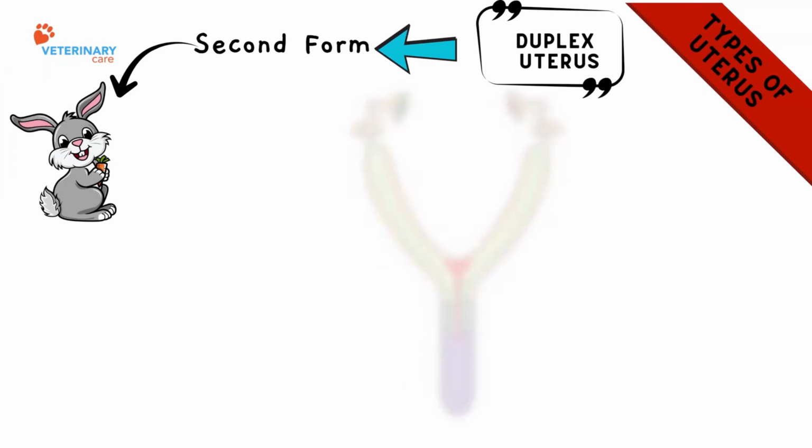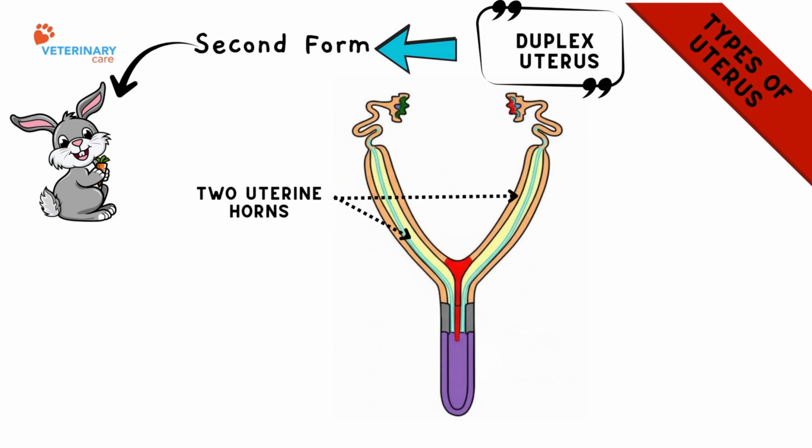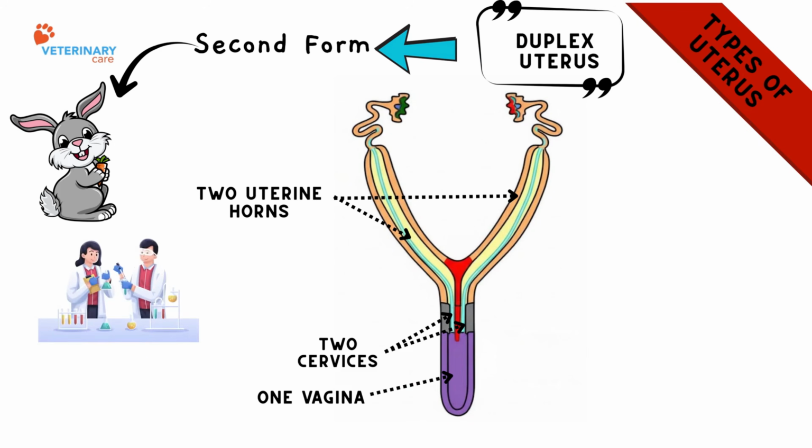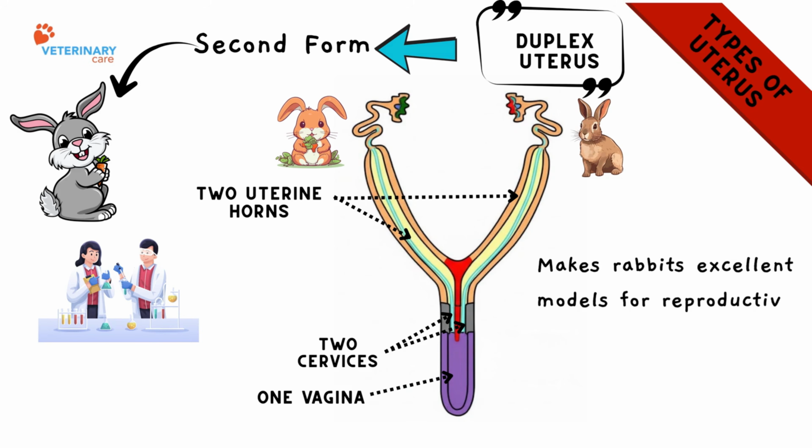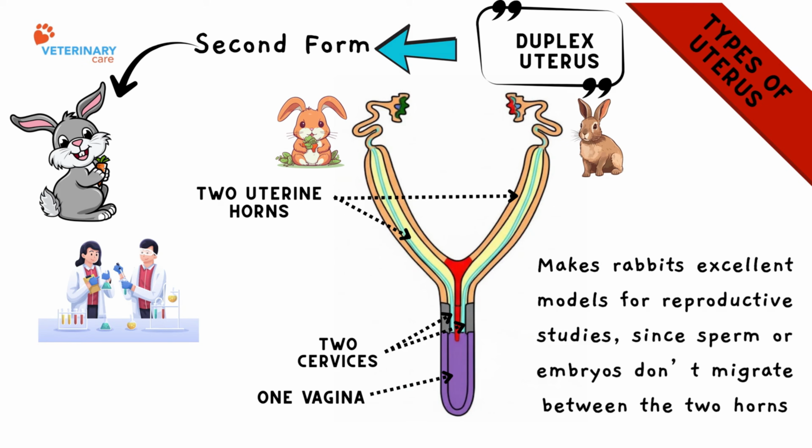The second type is found in rabbits. They also have 2 uterine horns and 2 cervices, but only 1 vagina. This structure allows researchers to inseminate one horn with semen from one male, and the other with semen from a different male, producing offspring with different genetics. This makes rabbits excellent models for reproductive studies, since sperm or embryos don't migrate between the two horns.